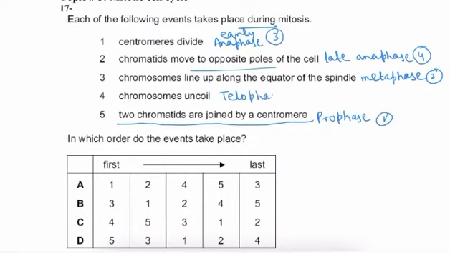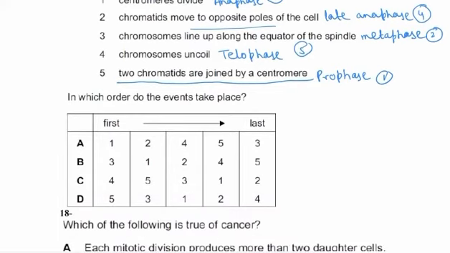So what will be the sequence? The sequence will be 5, then 3, then 1, then 2, then 4. So the answer will be D.